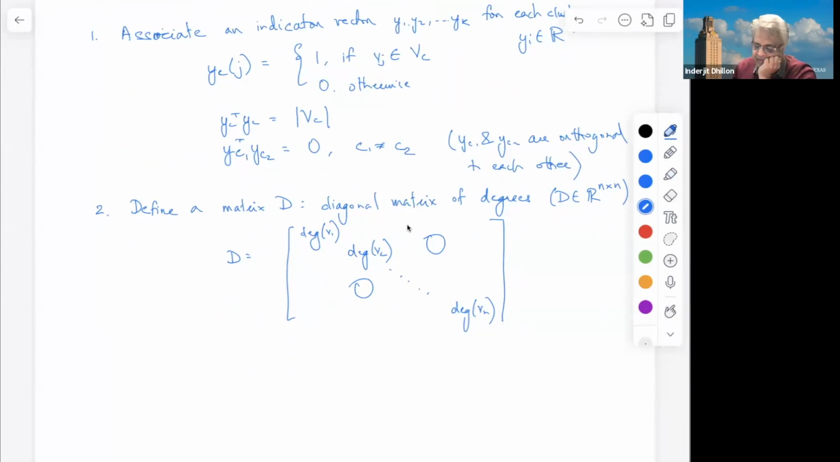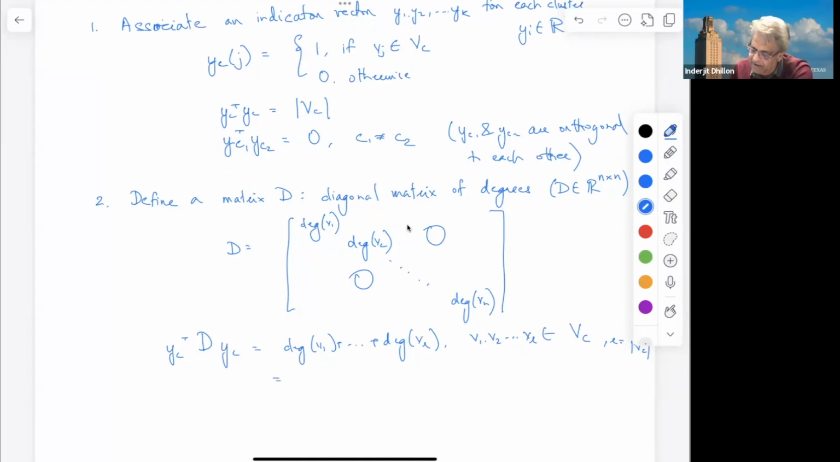Now, what is interesting is that if I do Y_C transpose D Y_C, instead of Y_C transpose Y_C, then I'll pick up these vertices. So I'll pick up degree of V1 plus through degree of VR, where V1, V2 through VR belong to V_C, R being equal to the size of V_C. And that is exactly equal to the degree of V_C.